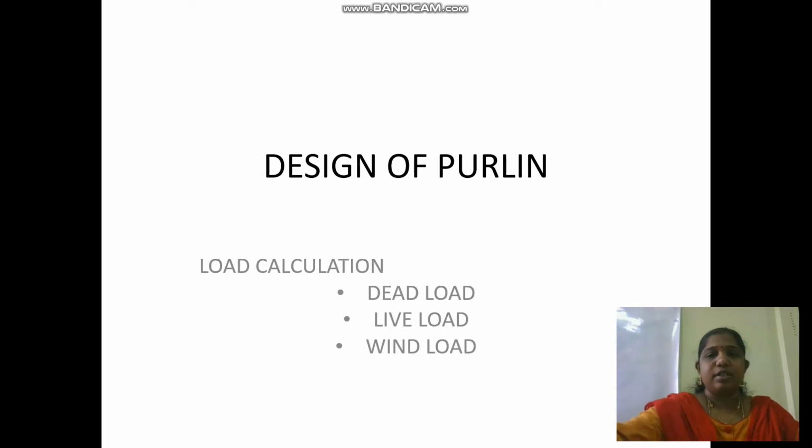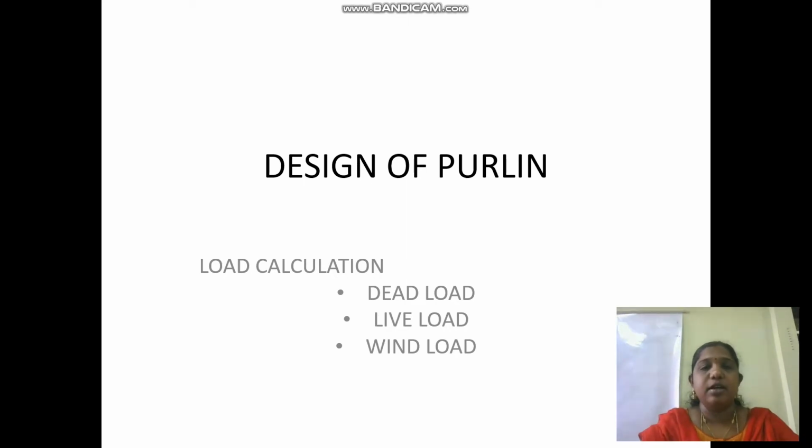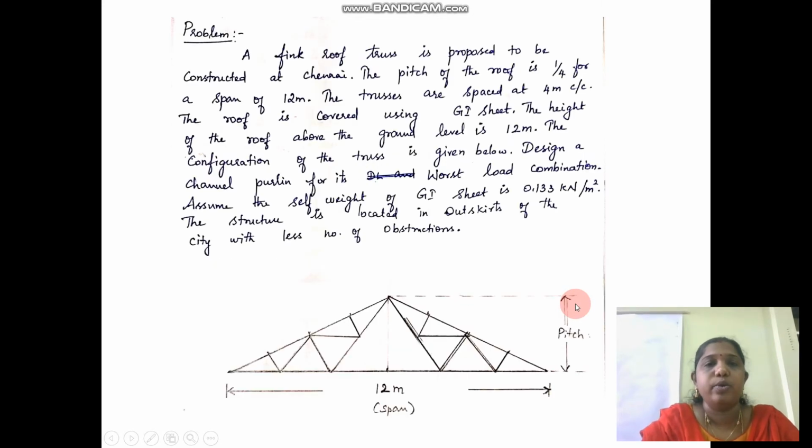Good morning, students. Now we are going to design a purlin, and for that, in this presentation, I am going to cover the load calculations, that is your dead load, live load, and wind load. And the problem is, a fleet roof truss is supposed to be constructed at Chennai.